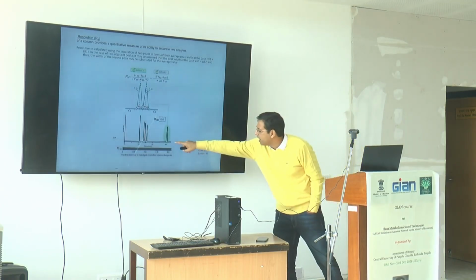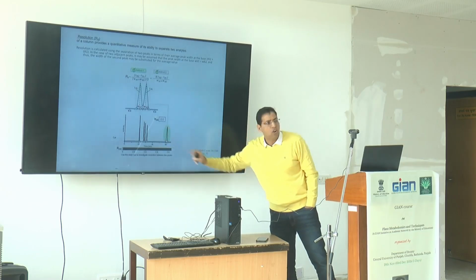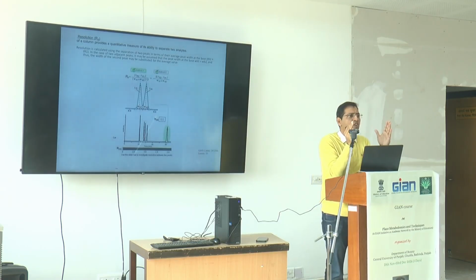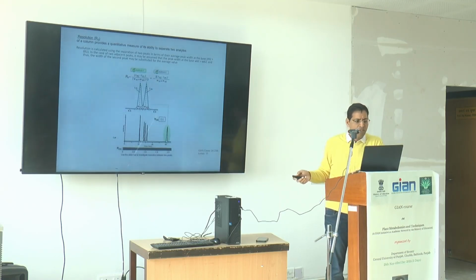So you must calculate the total width and the height of a particular peak. With two peaks, you will get a clear picture of the separation, so you will get the resolution. If this value is low, there is an issue; otherwise it will give a very good resolution.